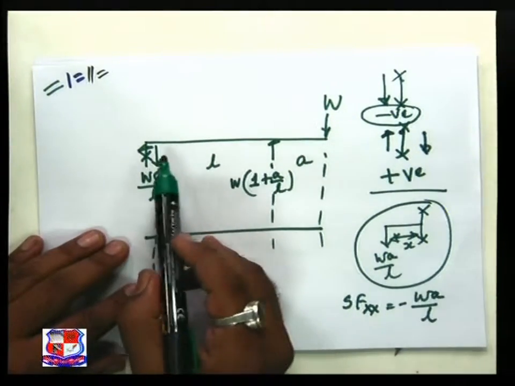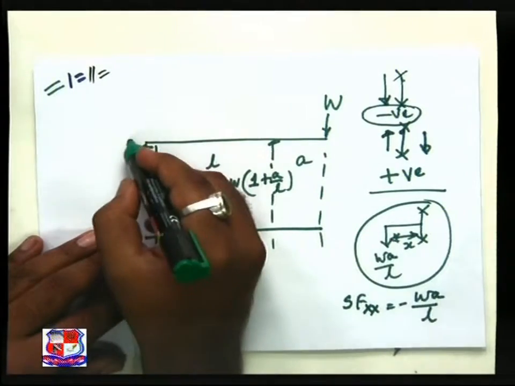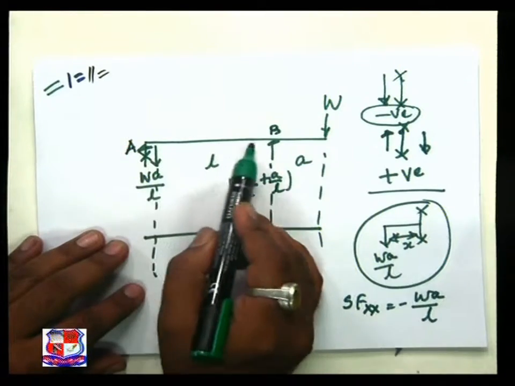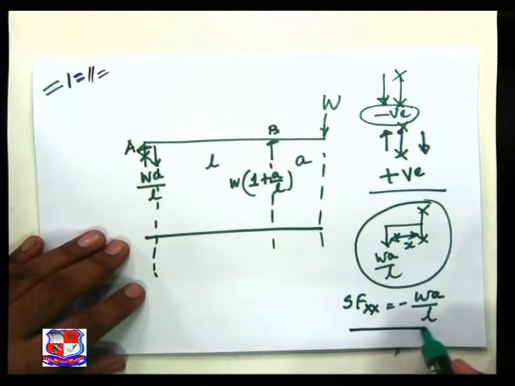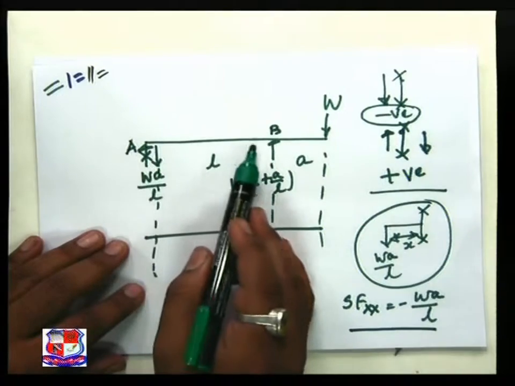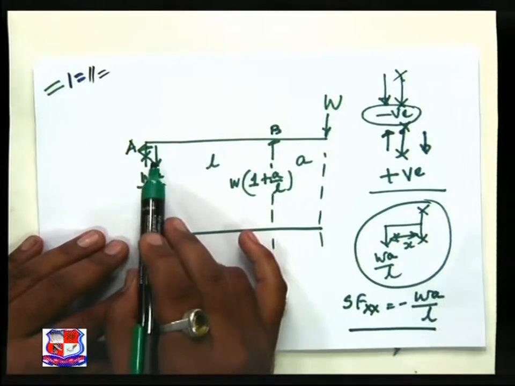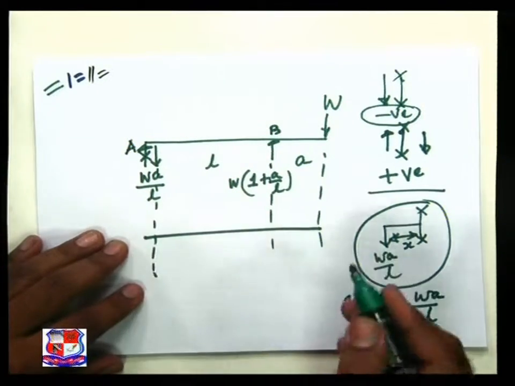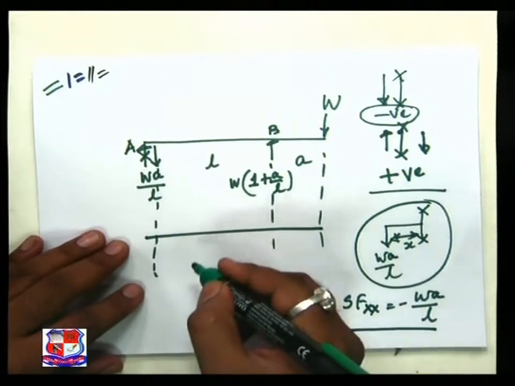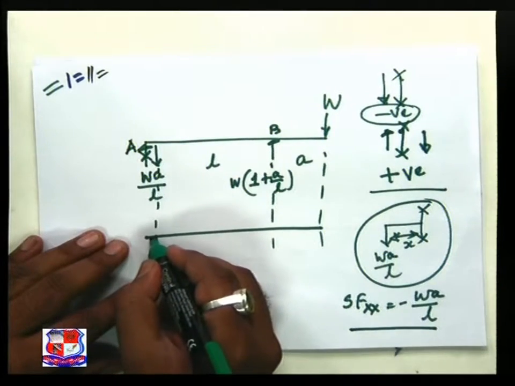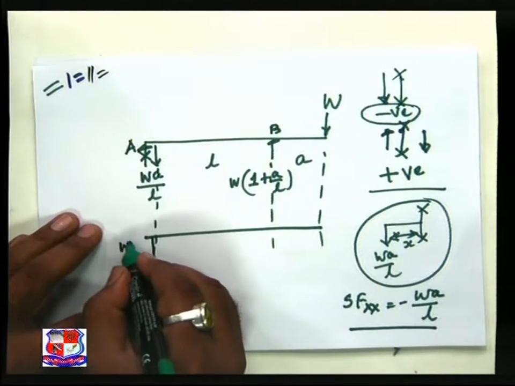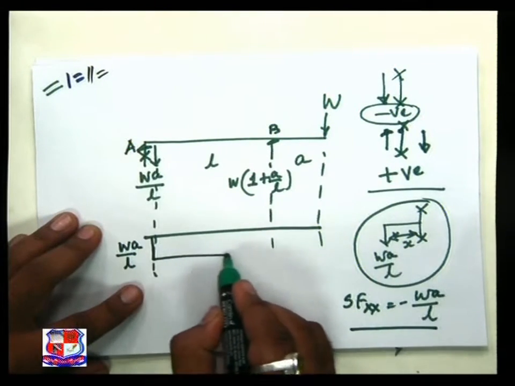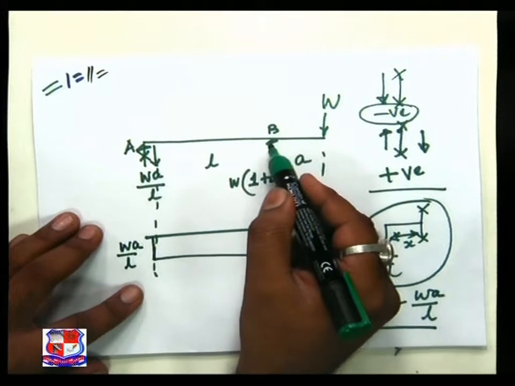Now you just visualize from point A to point B, there is not a single load applied, which means this shear force xx is applicable between A and B. As such, there is no load applied between A and B. As this is my baseline, all the negative values are below the baseline. So WA over L remains constant throughout until point B is reached.